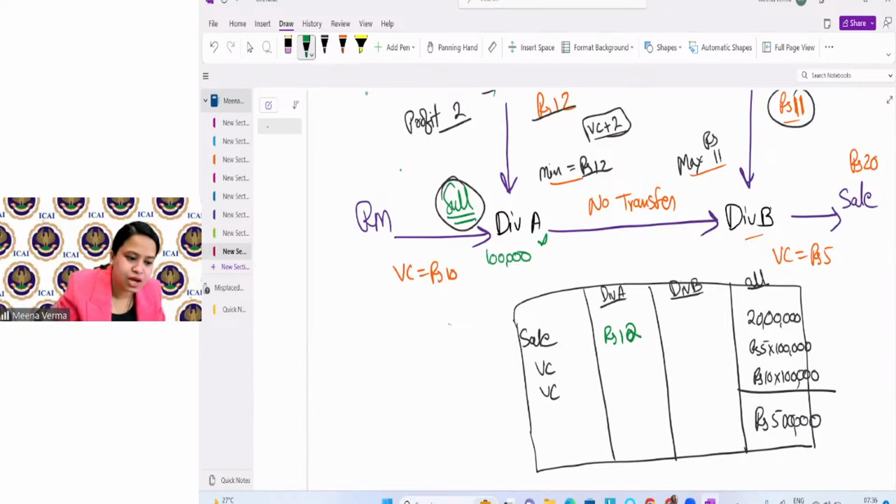They're selling the goods outside market for 12 rupees, and their variable cost is 10 rupees. So that means you're earning 2 rupees profit here on 1 lakh units. मतलब 2 lakh का profit इधर हो गया.